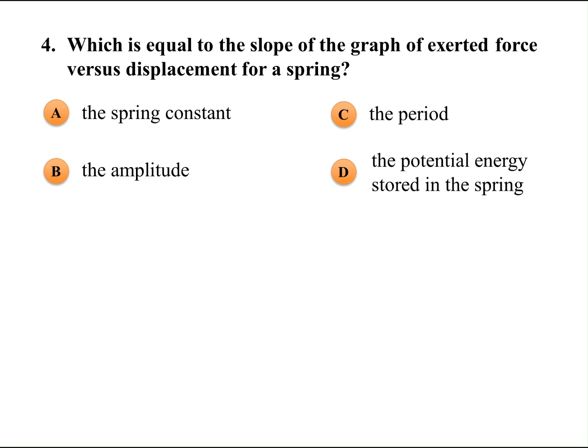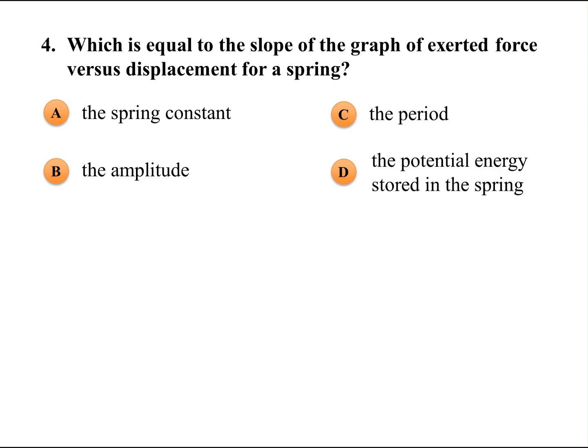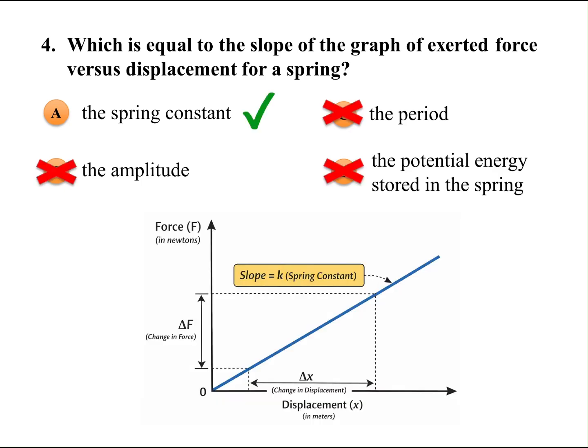Which is equal to the slope of the graph of exerted force versus displacement for a spring? The correct answer is A, the spring constant. What's the slope? The slope is the change in force from the y-axis over the change in displacement from the x-axis, and that gives the spring constant.